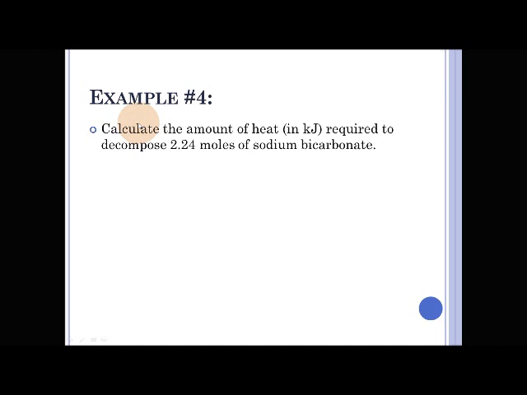Okay, so our last example for the day. Calculate the amount of heat in kilojoules required to decompose 2.24 moles of sodium bicarbonate. Well, hopefully you wrote this down when Connor was talking about it, but the sodium bicarbonate decomposition reaction is up at the top of page 7. So I'm going to go ahead and copy that down right now.